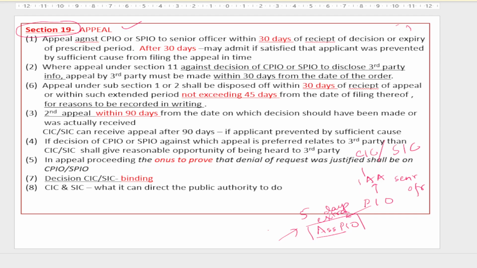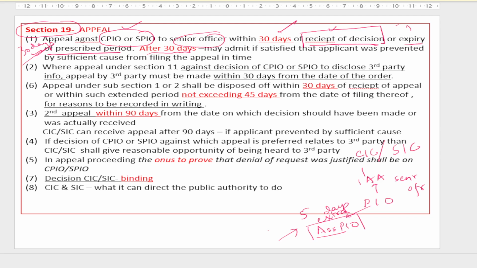The first point says an appeal against the PIO to the senior officer is to be made within 30 days of the receipt of the decision of the PIO or the expiry of the prescribed period. So if the PIO has given a decision within 30 days, an appeal can be made. Suppose the PIO has not taken any action, then when the 30-day prescribed time period expires, after that the appeal can be filed.